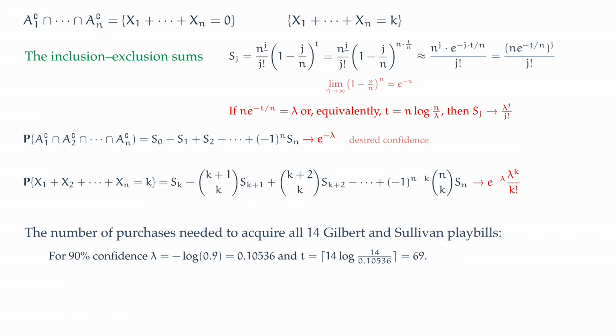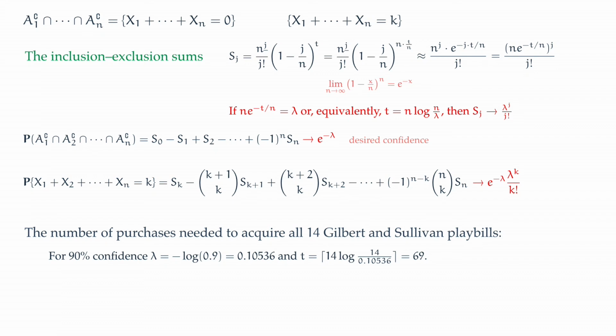And if lambda is 0.1, then the number of purchases t, per our beautiful simple prescription, should be n times log of n over lambda. N is 14, lambda is about 0.1, and you find that I need about 69 purchases to guarantee with a 90% confidence that I've acquired all 14 original playbills.